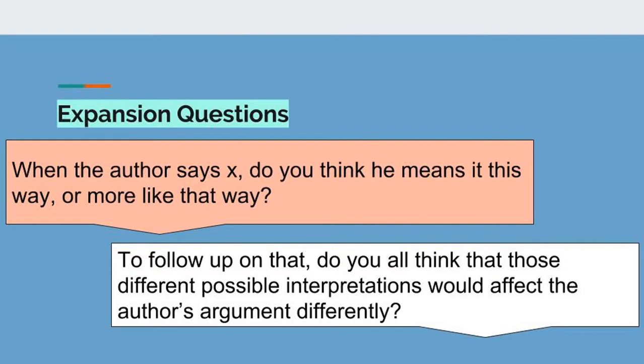And the question that I had afterwards was, do you think it would matter to the author's case if they meant this or if they meant the other thing? In other words, if they meant this versus the other thing, how would their argument have to change? Or would their argument still make sense?